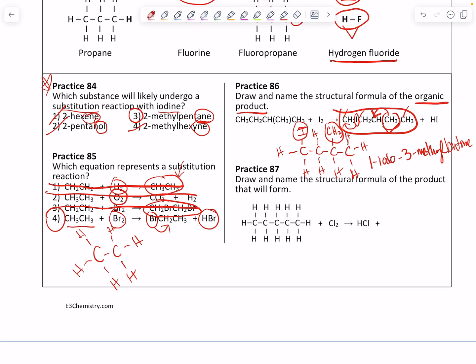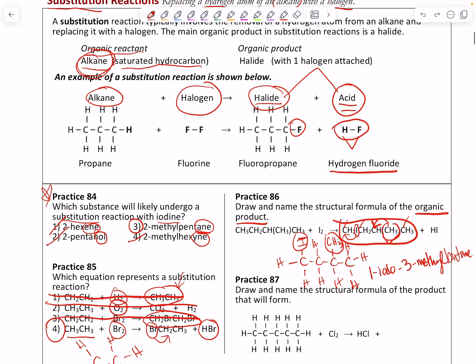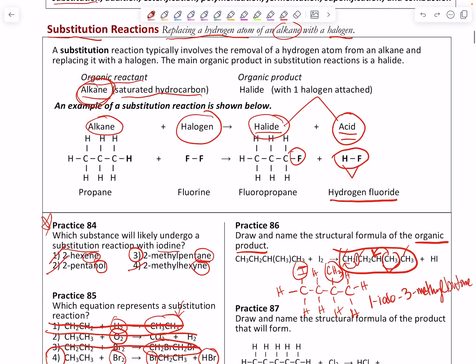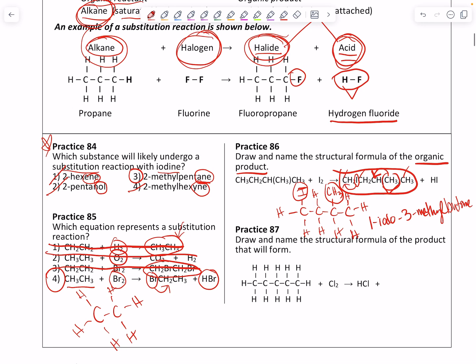All right, 87, draw and name the structural formula of the product that will form. So this one's a little tougher because they're not giving us the formula of that organic product. We got to predict it, okay? So again, go back up here to your pattern. You have an alkane, you have your halogen, so you know your 2 products are going to be the halide or the halogenoalkane and the acid. So they've given us the acid, okay? We're missing the halide or the halogenoalkane.